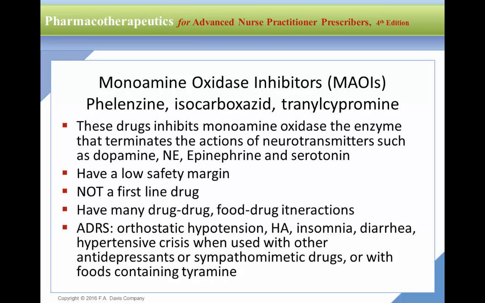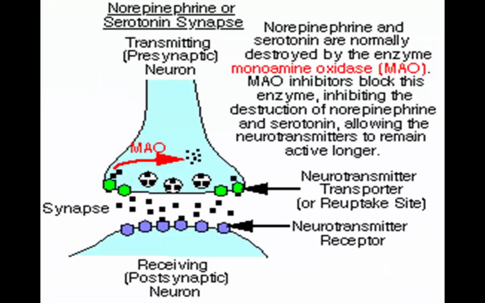MAO inhibitors are reserved for the treatment of refractory depression, when none of the antidepressant medications have worked. So it has many drug interactions because of cytochrome P450 interaction. They could produce diarrhea, headache, etc. But you should not forget the hypertensive crisis due to food containing thiamine products. This is basically the explanation of why MAO inhibitors work for depression.